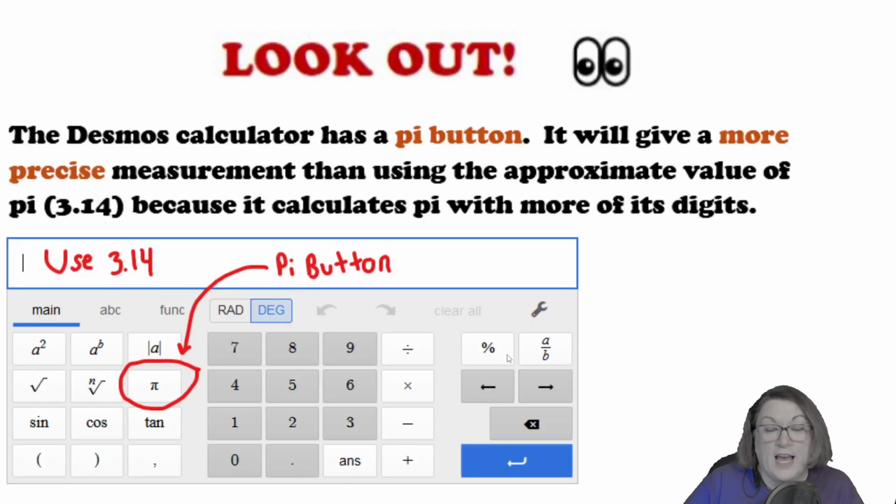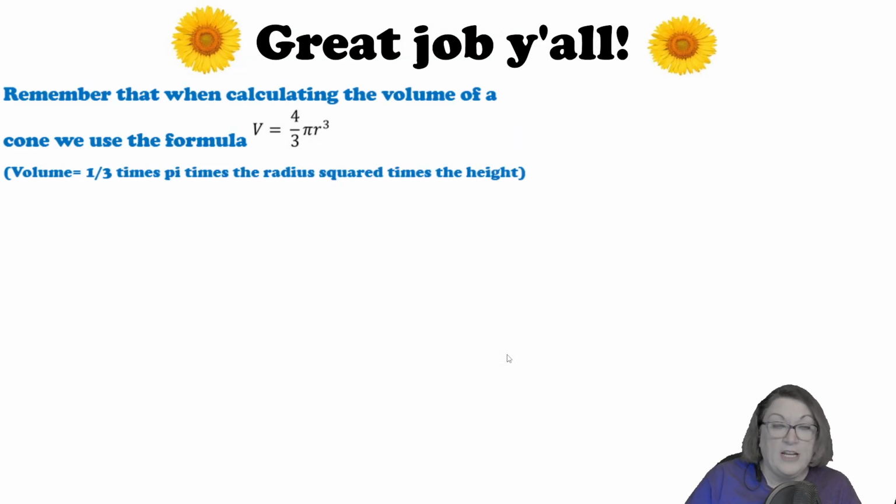Also be on the lookout, we've mentioned this in the 2 previous videos, but the pi button on your Desmos calculator includes a lot more digits of pi, not all of them. So it is still an approximation, but it does include more digits than the 3.14. So if you get a slightly different answer when you use the pi button than when you use the 3.14, that is why. The answers will be very, very close though. And so great job, you guys.